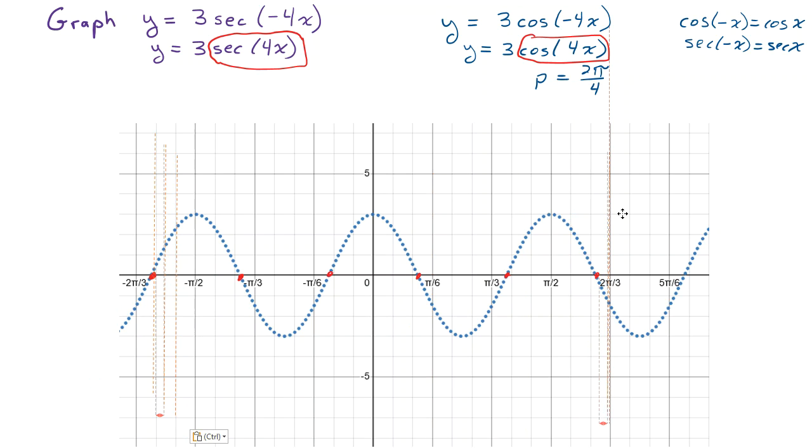Okay, so we got one. Oops, did I drag a whole bunch of them? There. You can draw yours in. I like to draw them dotted.